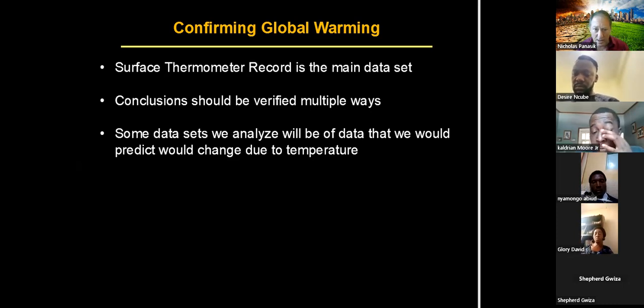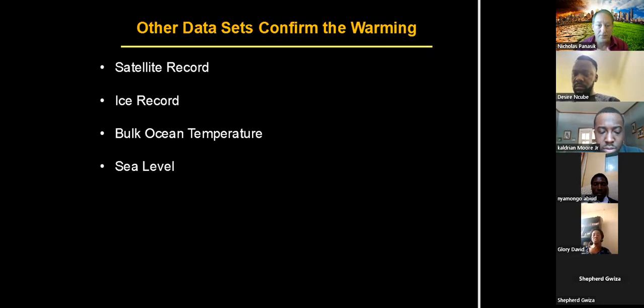And so our best data set is the surface thermometer record. Okay, that's the main one that we'll be using. But there's other data sets out there. Some of them are going to directly measure temperature. Other data sets are going to measure things that we would predict would change with temperature. So like the satellite record, for example, that's going to mostly directly measure temperature, not like a thermometer does, and we'll go through that.